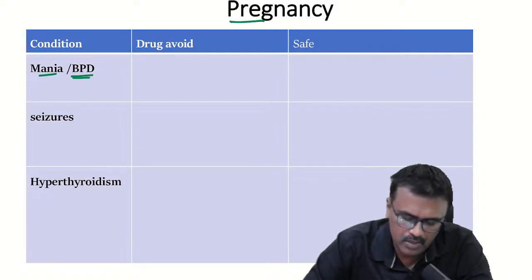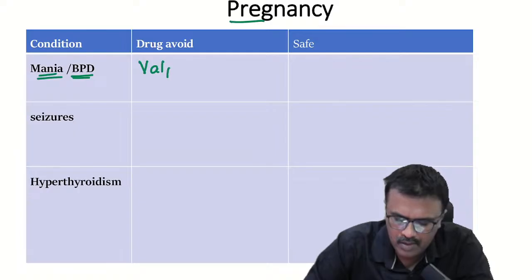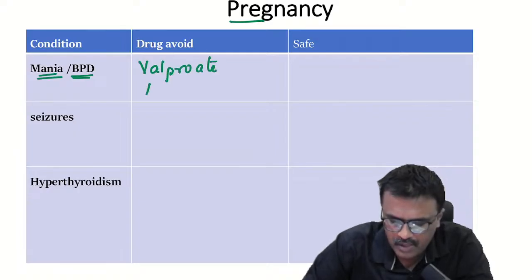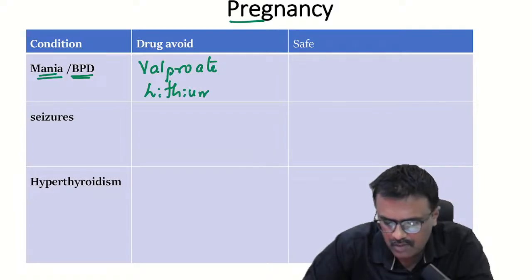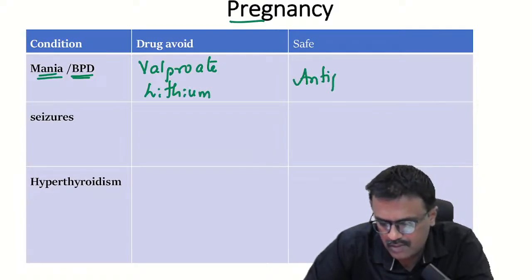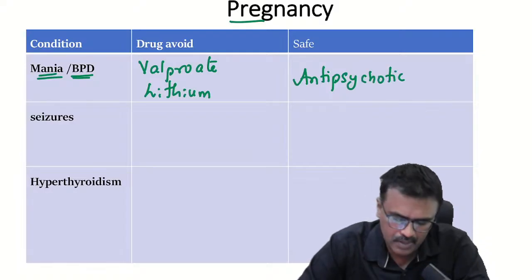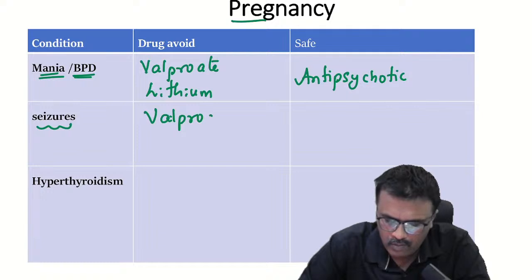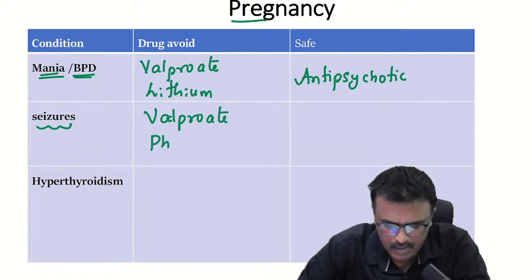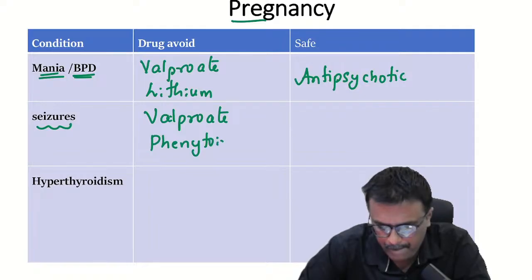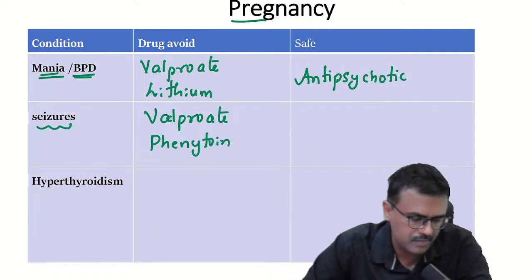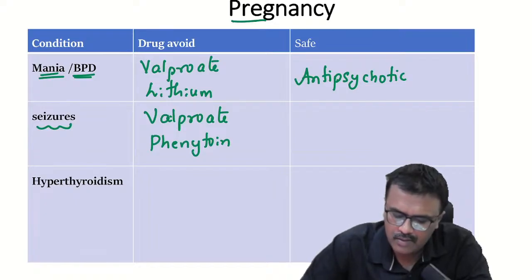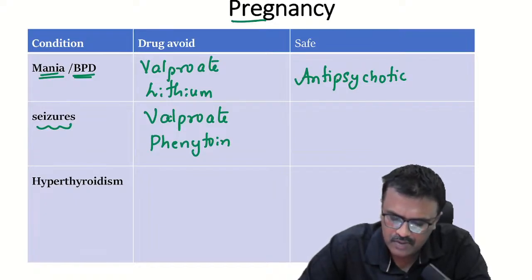So mania and bipolar disorder, which is to be avoided, mainly avoid valproate and lithium. The safest will be you can give antipsychotics. So you should know the alternative. Any epilepsy or seizures, particularly avoid valproate and phenytoin. Yes, you are right. Then what is the alternative safer one in pregnant women with seizure? LL. What is LL?